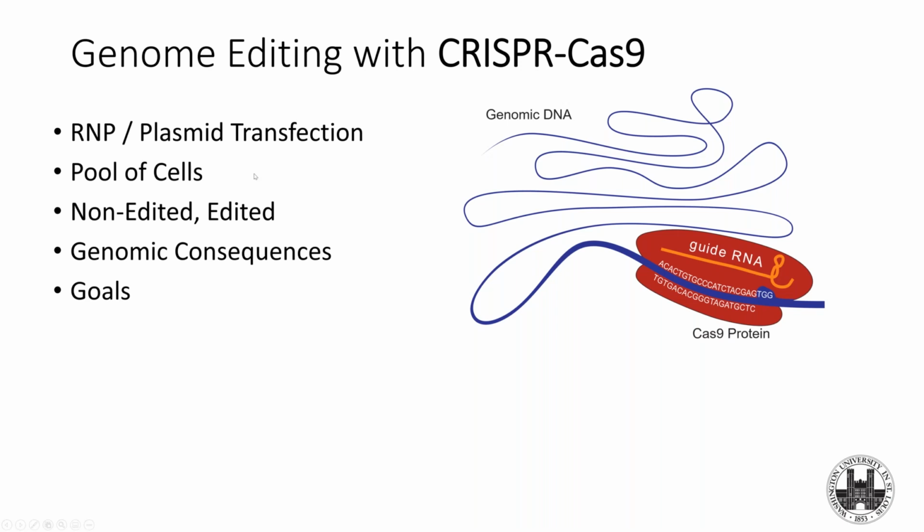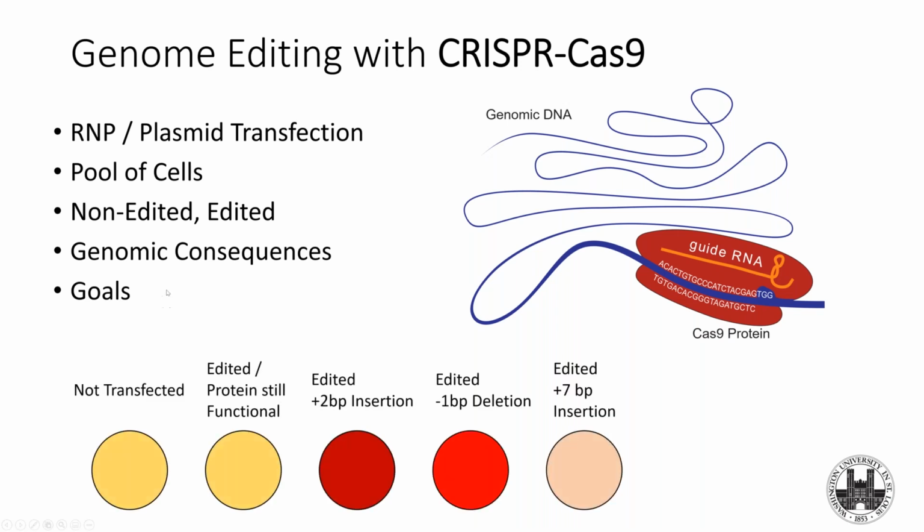What you get out of that is a pool of cells. And that pool has several different kinds of cells in there. Some that are, of course, not transfected at all. Some that are transfected or edited, but the protein is still functional. This could be because of an in-frame insertion or deletion.